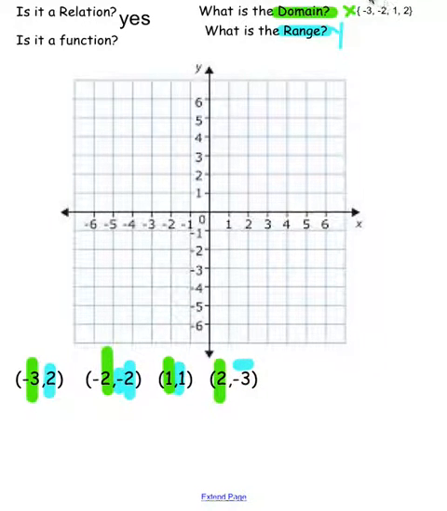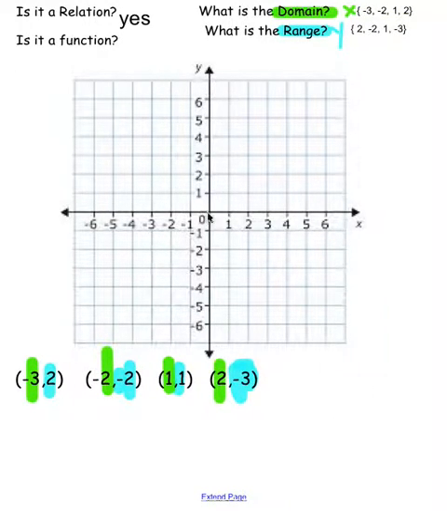Those negatives count. Okay, so I need to write down all of my y's. Starting with my solution set, they are 2, -2, 1, -3. Close your solution set. Is this a function?